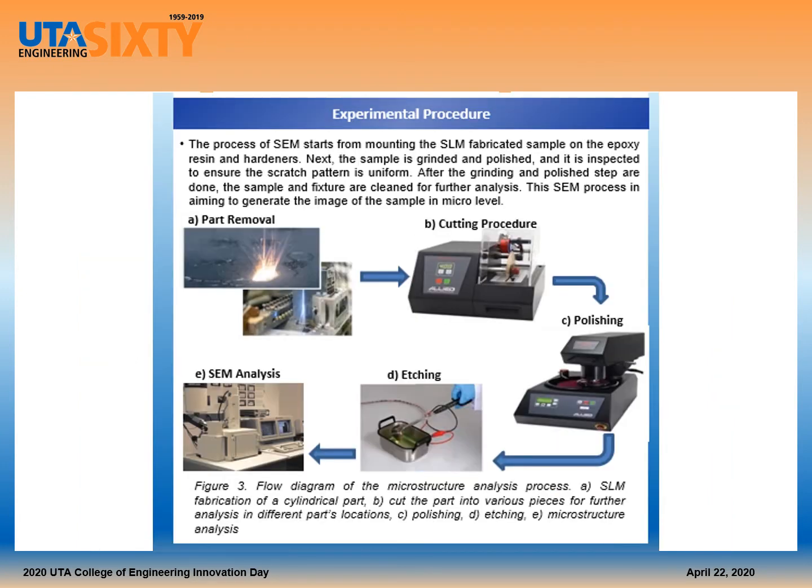A flow diagram of the microstructure analysis process is shown in Figure 3, with the start including a part removal and then being moved through to a cutting procedure to meet dimension requirements. It is then moved to a polishing and grinding step to obtain uniformity in the part. After this is completed, it is moved through etching with protective layers and then is finally passed through for the SEM analysis on a scanning electron microscope to generate the image of the sample on a micro level.